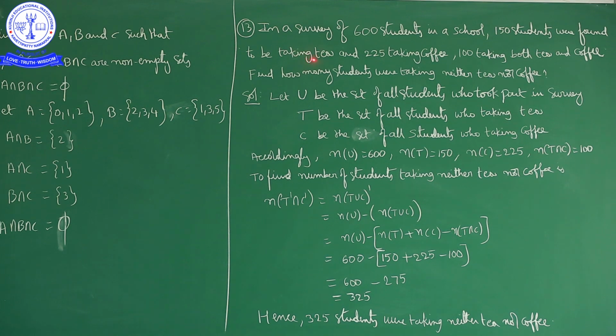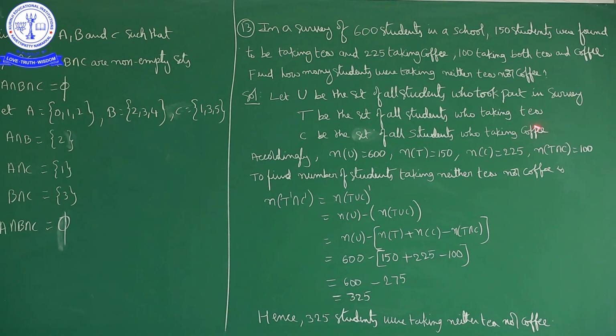What is given? In a survey of 600 students in a school, 150 students were taking tea, 225 are taking coffee, 100 were taking both tea and coffee. How many students were taking neither tea nor coffee? Now I will take U as the set of all students who took part in the survey, T as the set of all students taking tea, and C as the set of all students taking coffee.